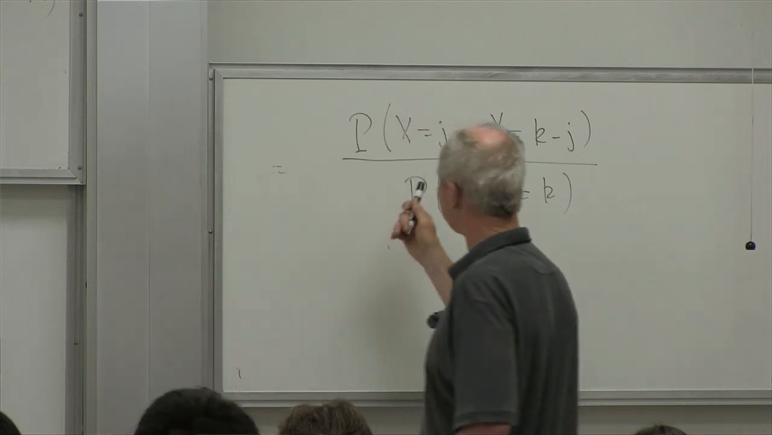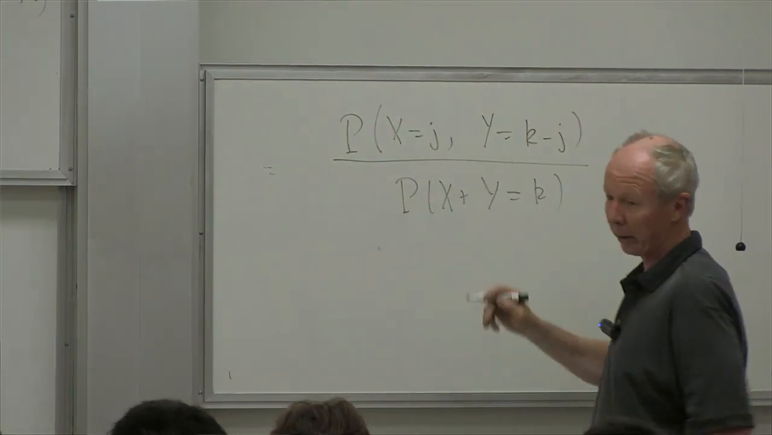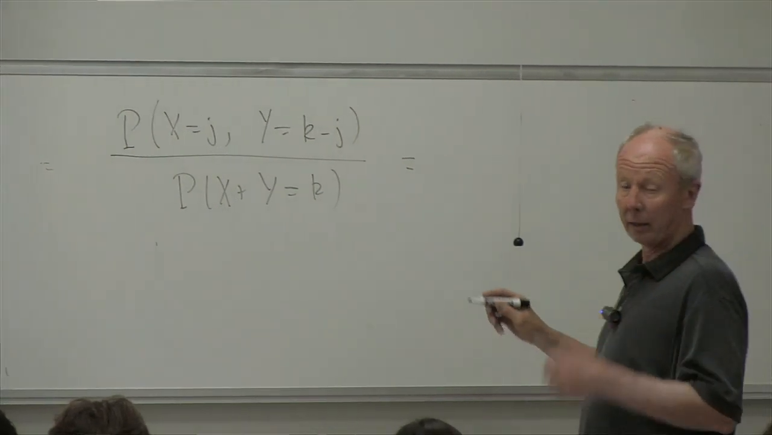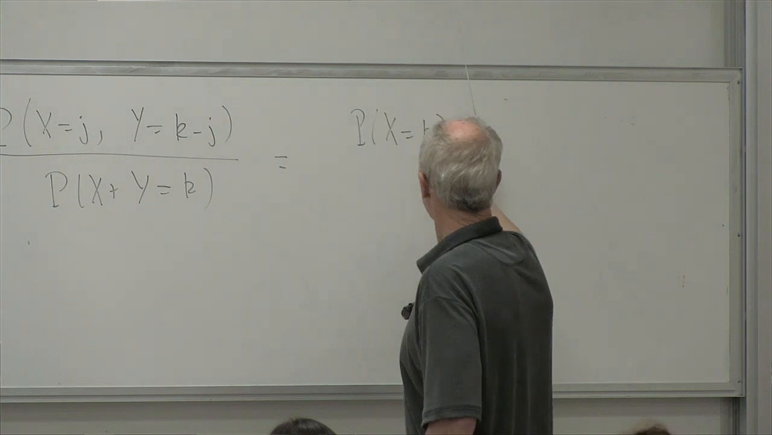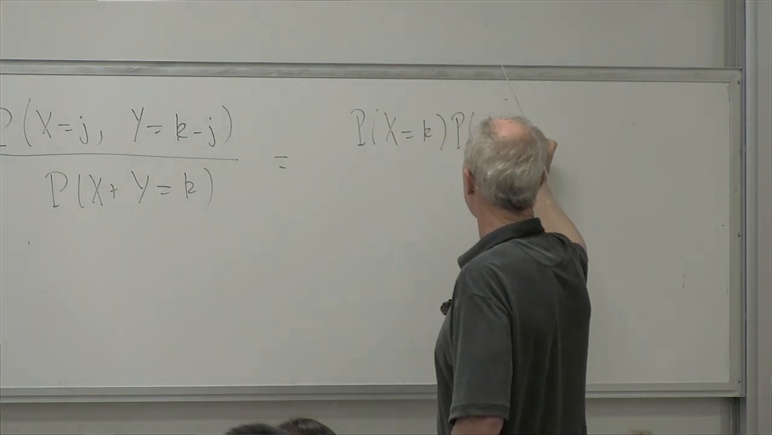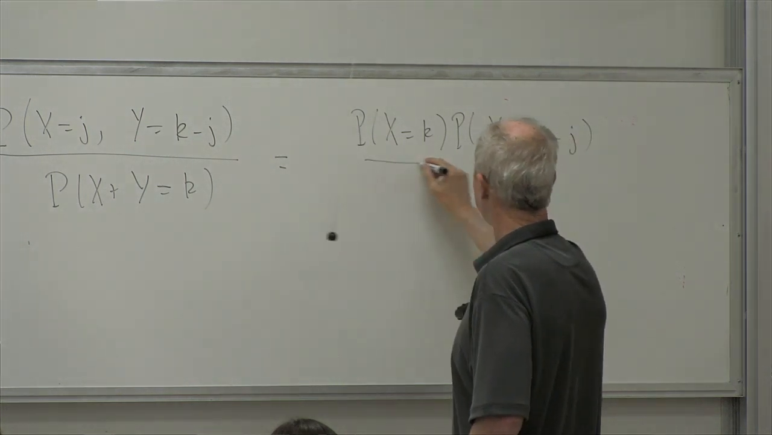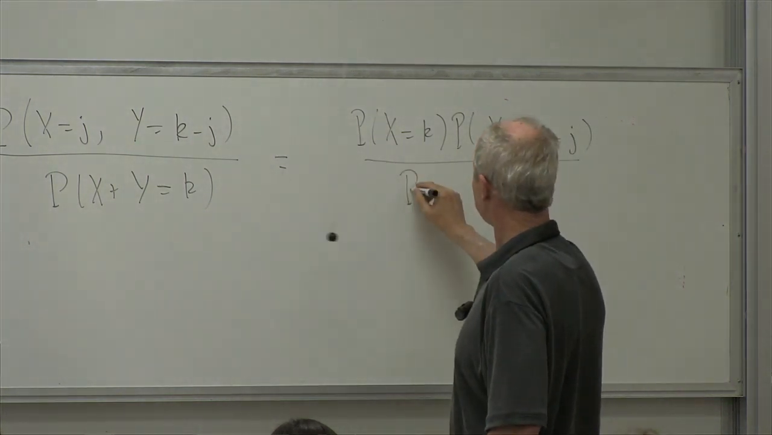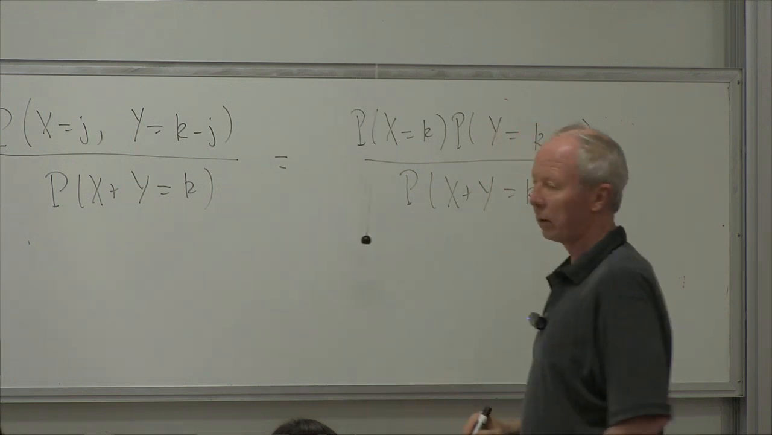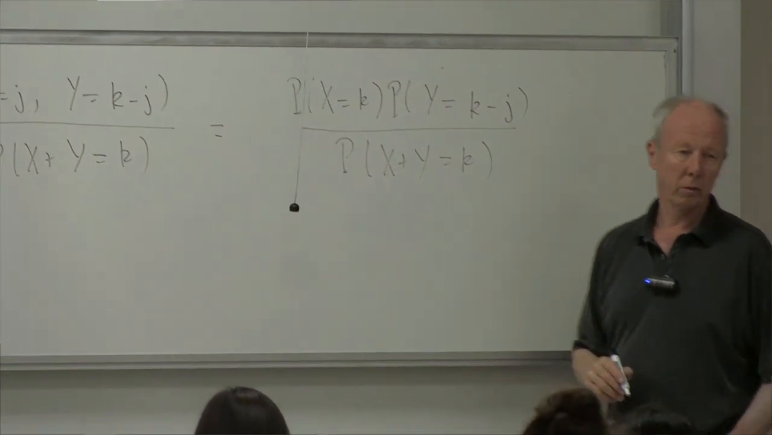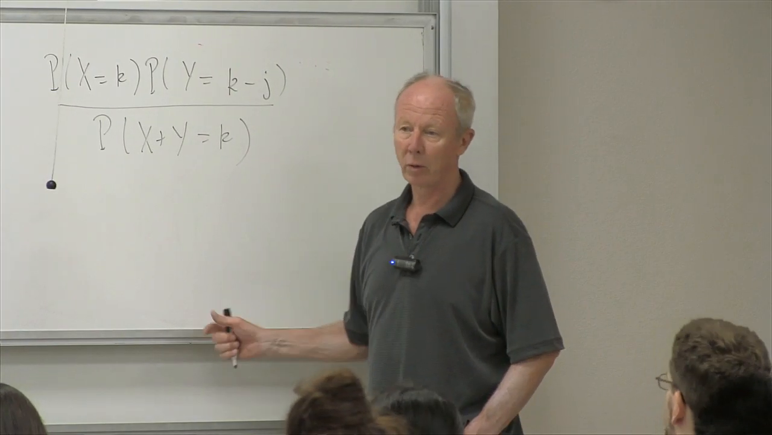Okay, so here we haven't used independence yet, so let's do it now. X and y are independent. So the numerator would be the probability that x is j times the probability y is k minus j, divided by the probability that x plus y is k. All right. So we've used independence. Now it's time to use other information about x and y.